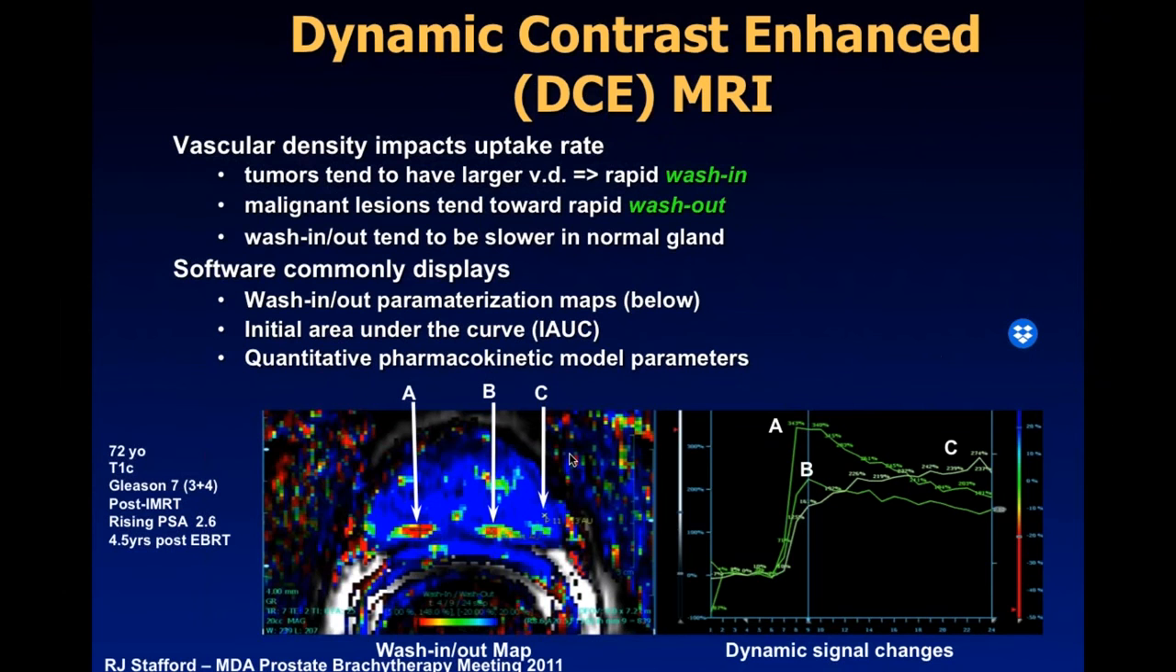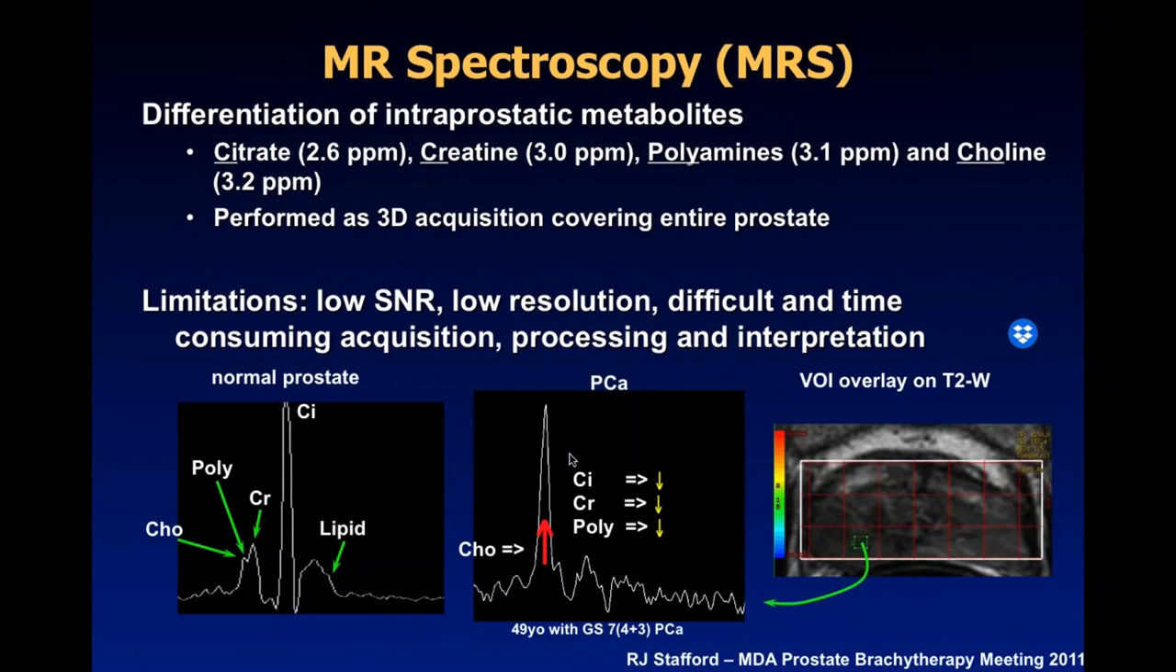And then we look at DCE. This is vascular density and its impact on uptake rate. Tumors tend to have a larger vascular density, and that's the rapid wash in. Malignant lesions tend to have a rapid wash out phase. And then that can be identified and noted to help further elucidate where these dominant lesions are for dosimetric planning. You also have MR spectroscopy, which is looking at ratios between the citrate and creatine, and you can look at voxel overlays on T2, which can further help in multiparametric imaging.